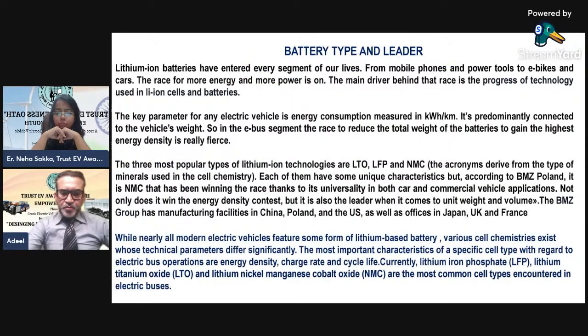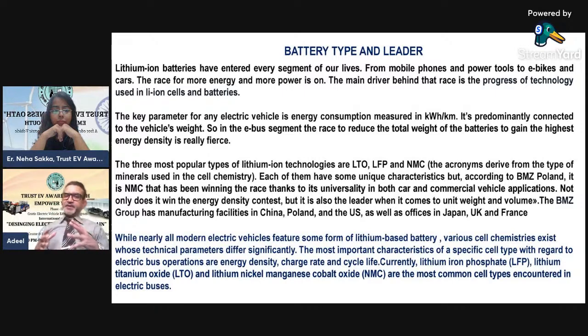Coming to our next slide, it is about battery type and leaders. Now we need to know what type of battery is required for electric buses. Lithium-ion batteries have entered every segment of our life, from our mobile phones and power tools to electronic bikes and cars. The race for more energy and more power is on. The main driver behind that race is the progress of technology used in the Li-ion cells and batteries.